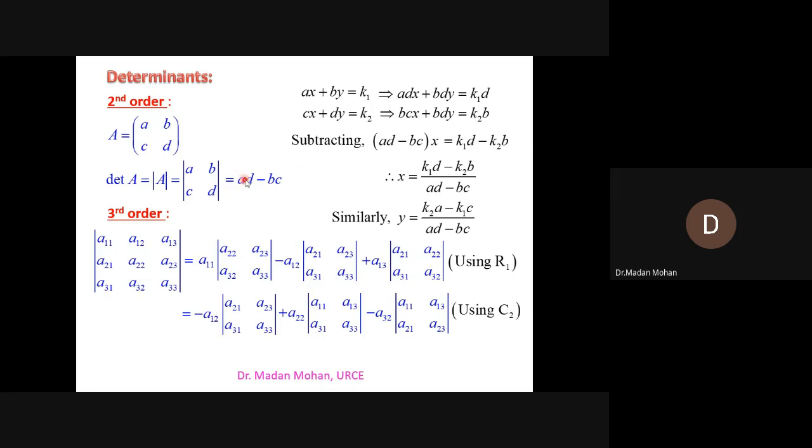In second order, you are getting 2 terms. In a third order determinant, you are expressing 3 second order determinants. Each second order determinant gives 2 terms. Hence 2, 2, 2: 3 into 2, 6 terms.